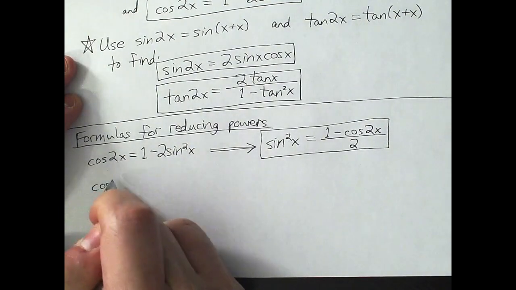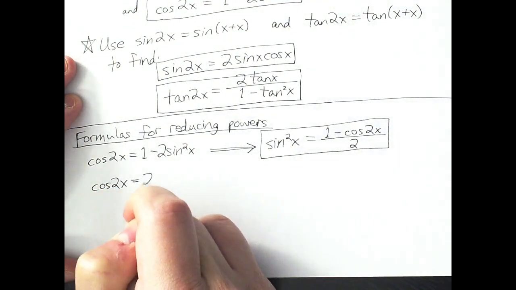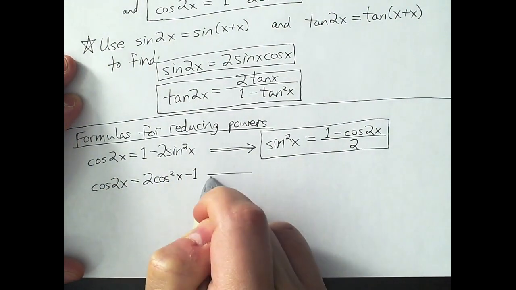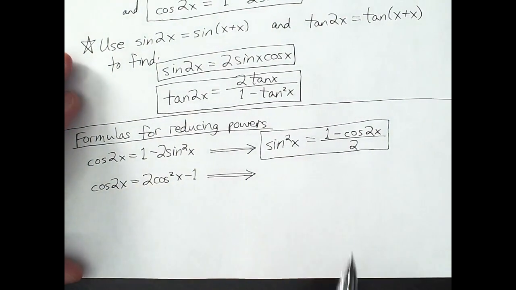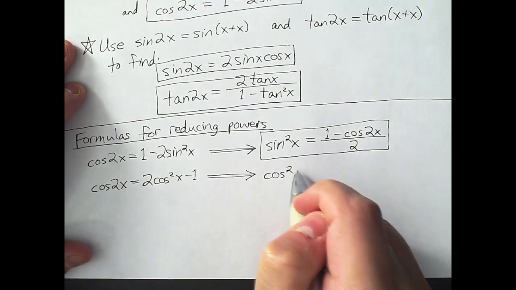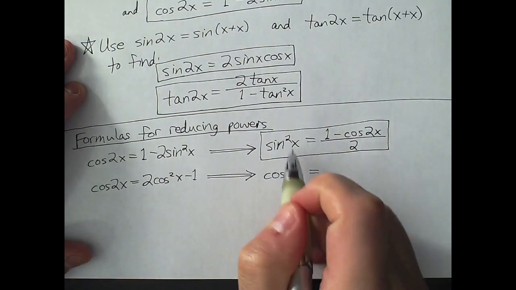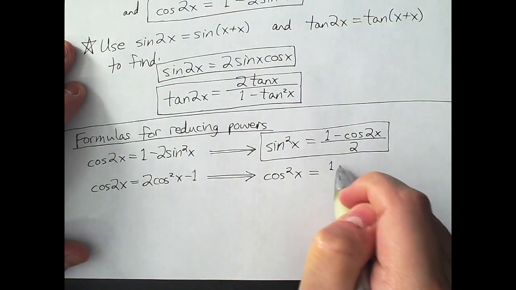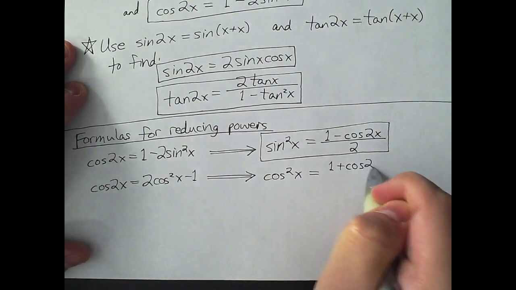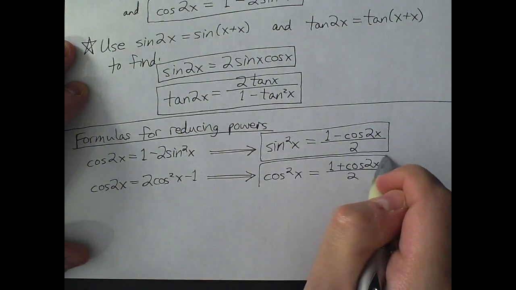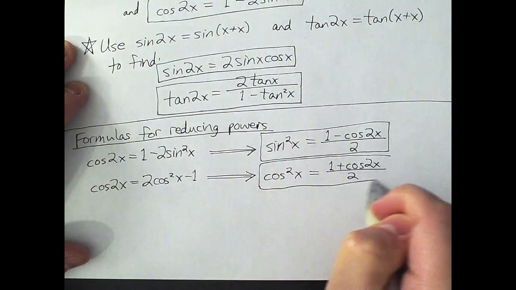What if I started with cosine 2x equals 2 cosine squared x minus 1? That was another thing that we wrote above today. And what if I use this to solve for cosine squared? That's a good idea. We solved for sine squared in the other one. You wind up with 1 plus cosine 2x over 2. And that is also considered a formula for reducing powers.